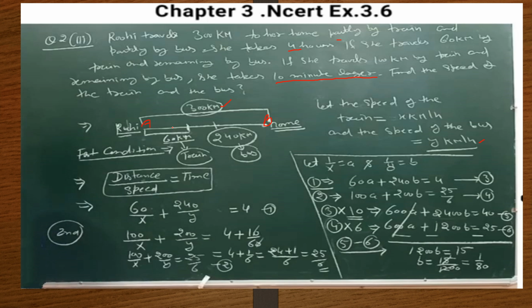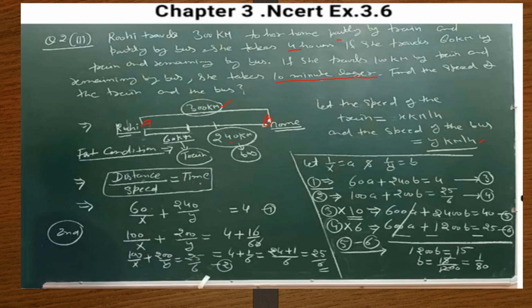It means the first situation, when she travels 60 kilometer by train. Suppose this distance is 60 kilometer, so it is covered by train. And what is the remaining distance? Total distance is 300 kilometer, students. 60 kilometer covered, so the remaining is 300 minus 60, which is 240 kilometer. This distance is traveled by bus.